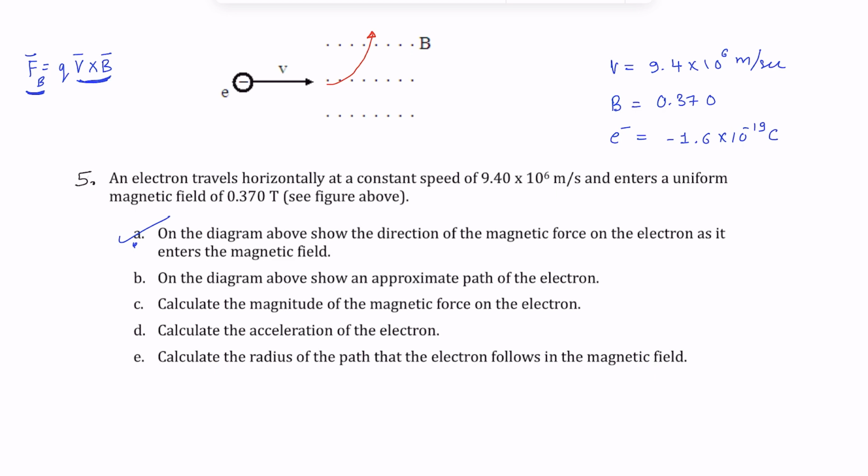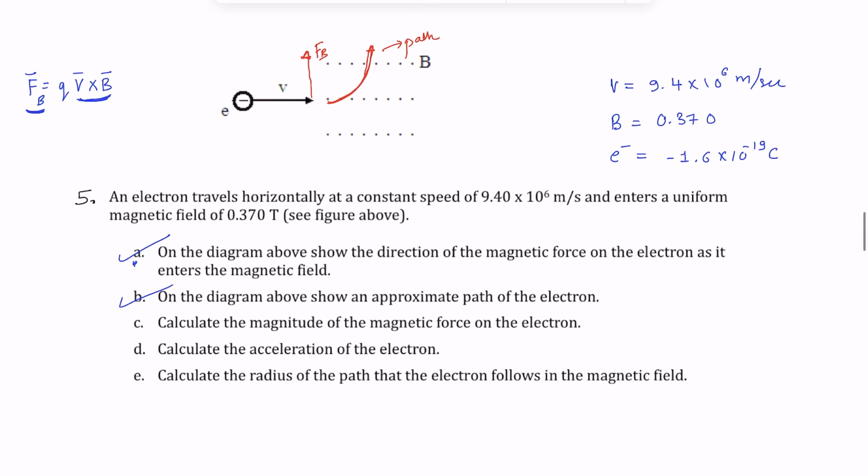On the diagram above, we actually solved B. Okay, so part A says on the diagram above, show the direction of the magnetic force on the electron as it enters the magnetic field. So that would be just this. This is FB. And as far as the approximate path is concerned, you just make this. Okay, make a mess of it, but this will be the approximate path.